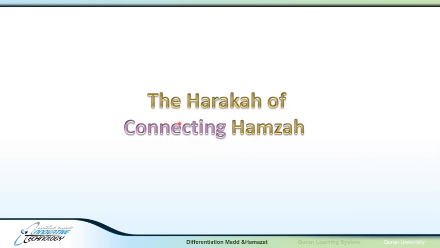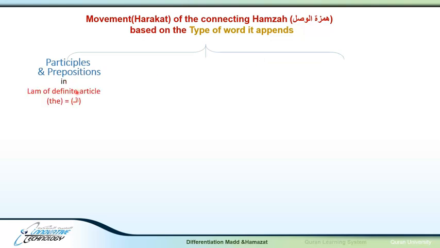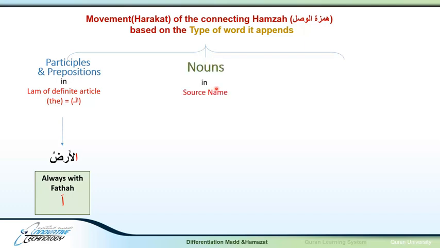Now we look into the haraka of the connecting hamza. Harakatu hamzatil wasl. Is it going to be an a or u or e? Is it a fatha or a dhamma or a kasra? Such haraka is based again on the type of word that hamzatul wasl would append. And if it is a participle and preposition, which is al-ta'rif, the only participle and preposition that hamzatul wasl would append, as in al-ard, it will always be with fatha. We say al-ard, not ul-ard or il-ard, but al-ard.